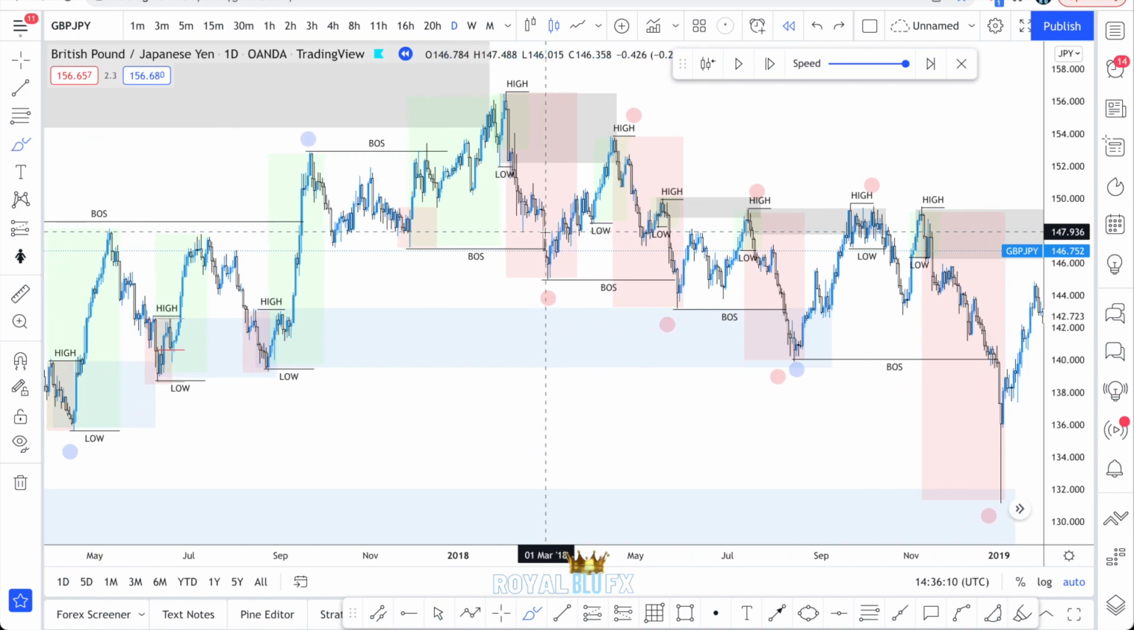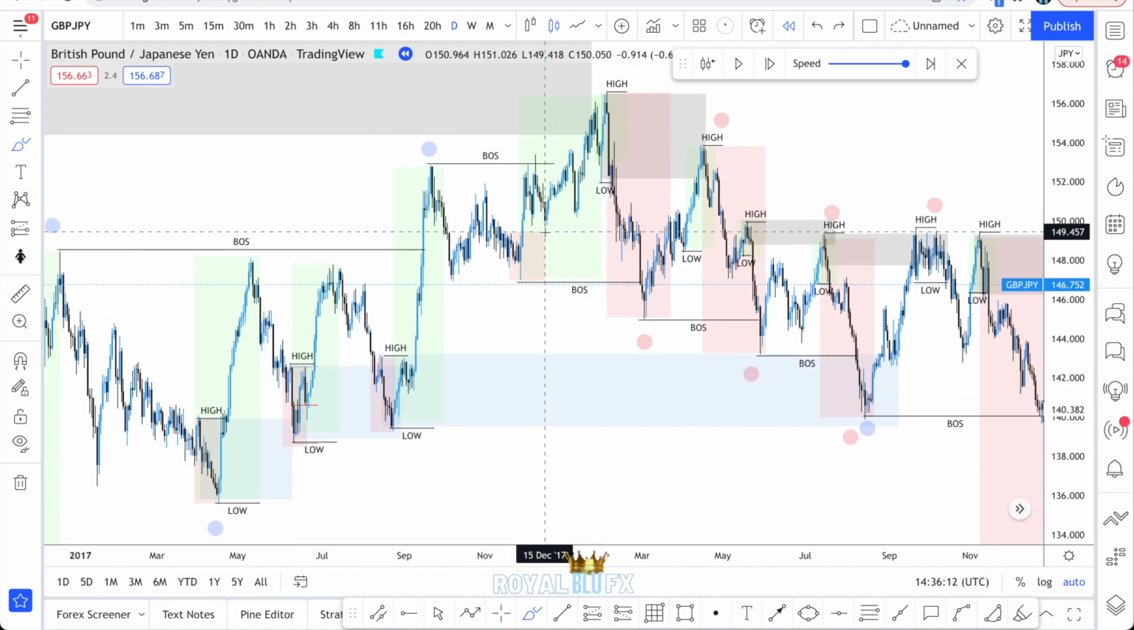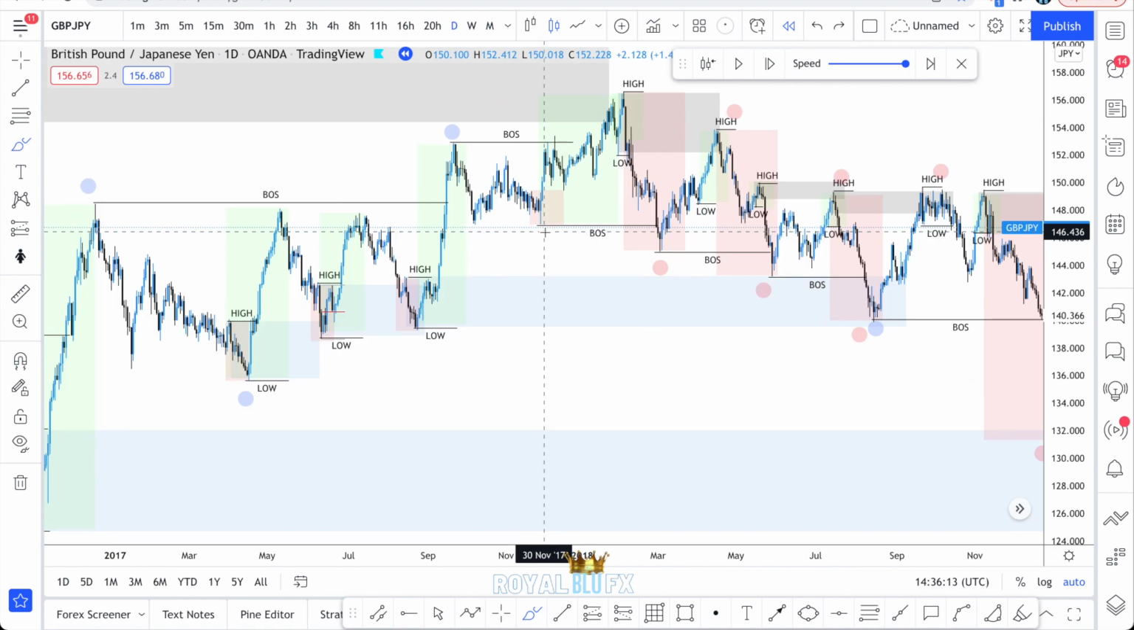All right, so go over the market and try this exercise out. Mark every supply and demand out, and once you do so, you'll see how clear the market is in terms of where to buy and where to sell.